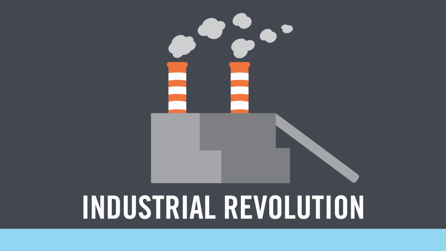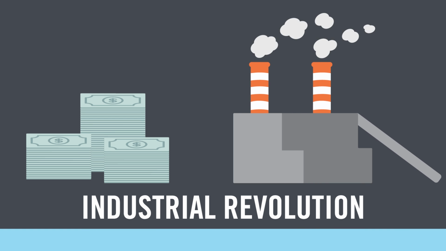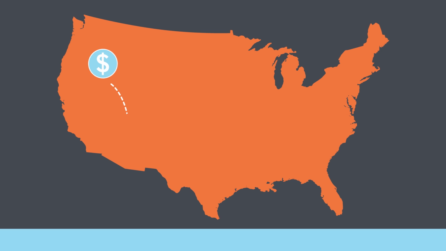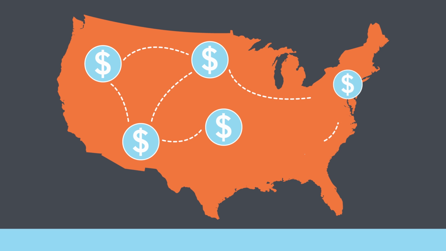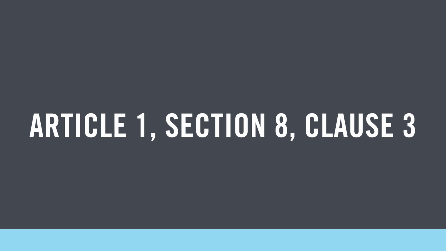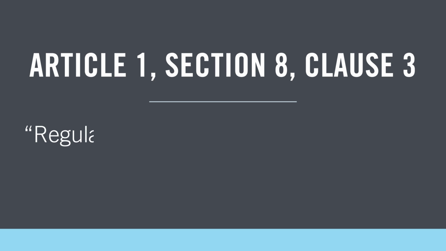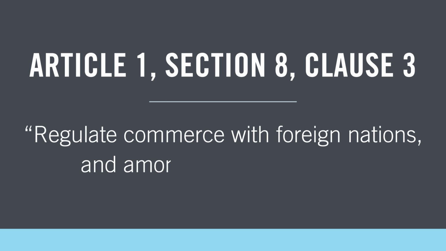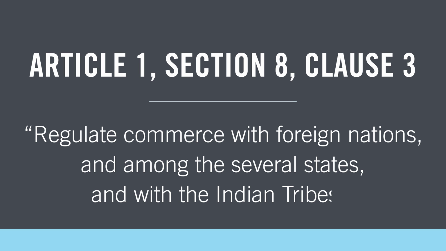The Industrial Revolution brought about a huge economic boost for the United States. But this rapid growth in manufacturing and commerce raised serious questions about congressional and state powers when it comes to regulating commerce in the states. Article 1, Section 8, Clause 3 of the Constitution gave Congress the authority to regulate commerce with foreign nations and among the several states and with the Indian tribes.